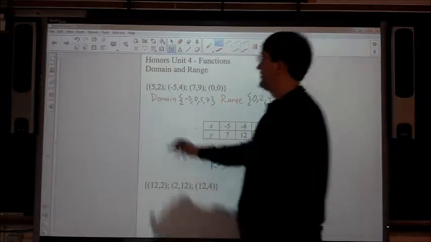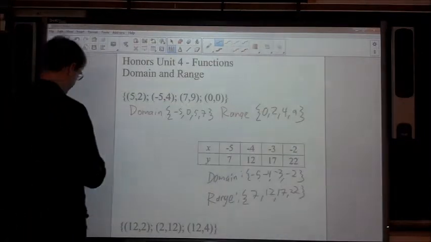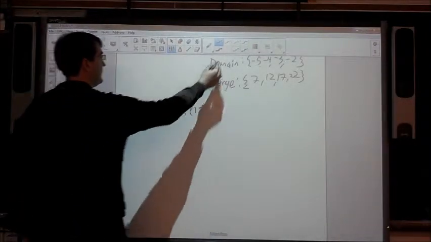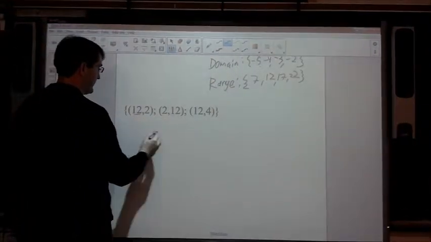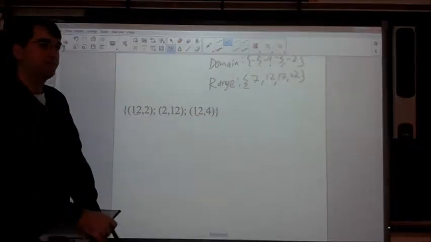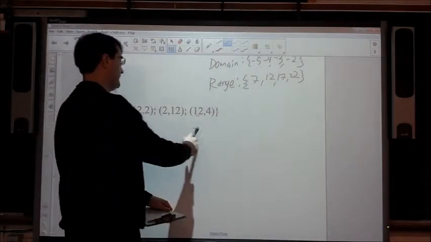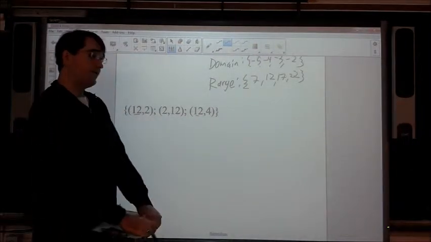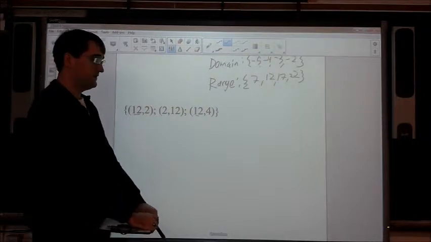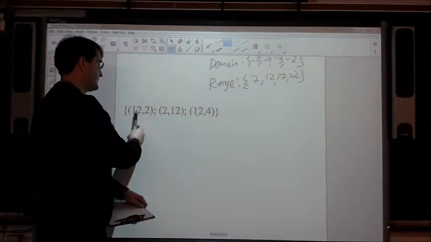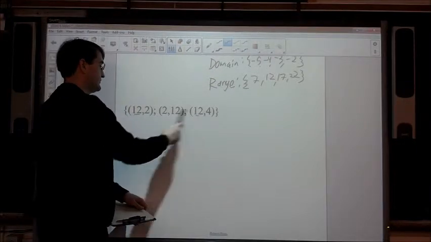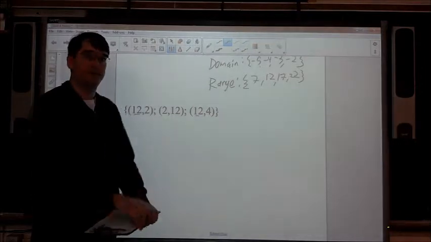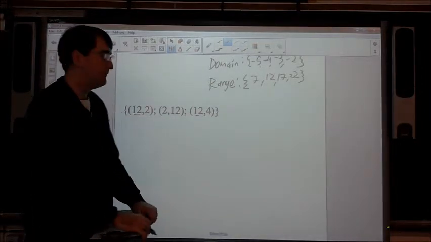For the third case, you might notice that something's a little bit different here. As far as the domain goes, there's a 12, and then there's another 12, as far as x coordinates go. The first 12 has a 2 with it, the second 12 has a 4 with it. So this actually, you should remember from class, means that it's not a function, because the same value for x goes to 2 different values for y. If we actually made a graph out of this, it would fail the vertical line test. This is all stuff you should remember from class.